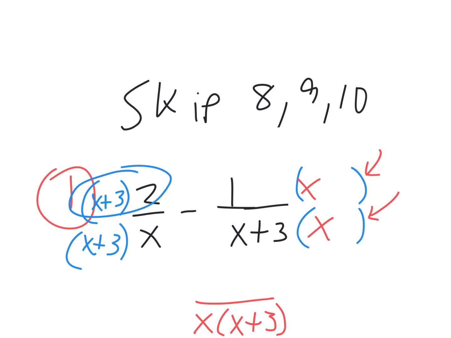So then we got the 2x plus the 6 minus an x. And then you may as well just put that all together and not write a whole new step. 2x minus the x would make x. I got x plus 6 over x times x plus 3. Did you guys get the same thing? I think it's right. Yep. A bunch of people are nodding.